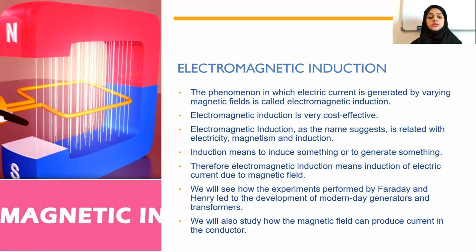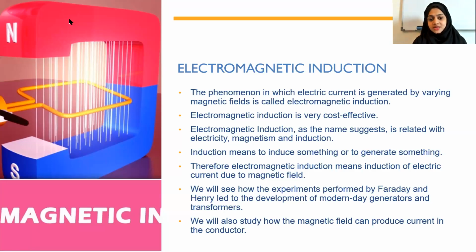All these generators, the basic idea which is employed is electromagnetic induction, because it is very cost effective. The amount of energy utilized there in producing electric current is not much compared to the result. So it's very cost effective. That is why this idea is used around the globe to produce electric current and distribute it around.